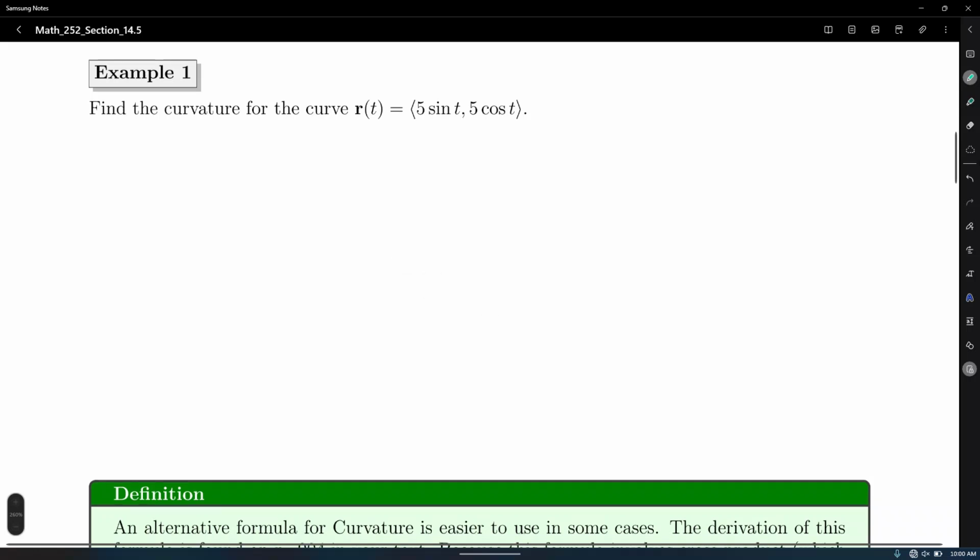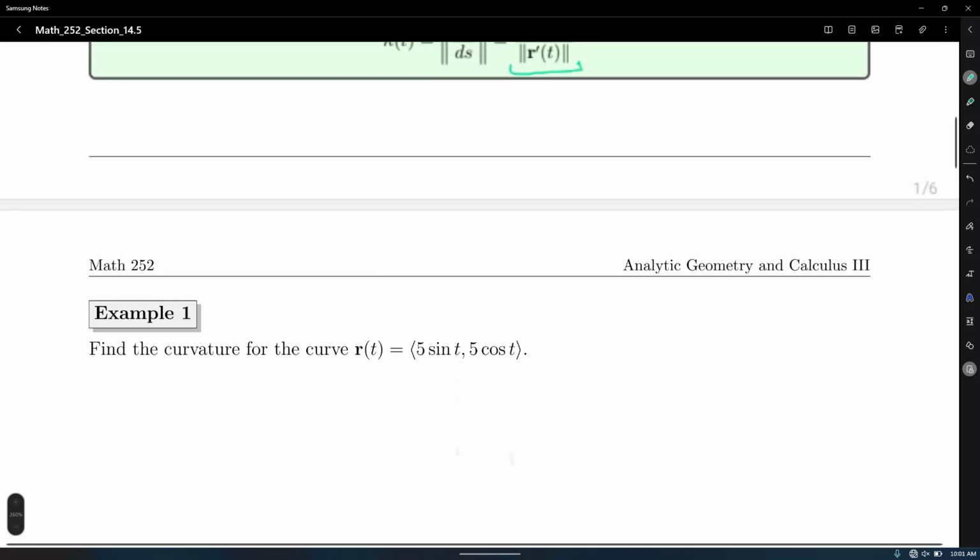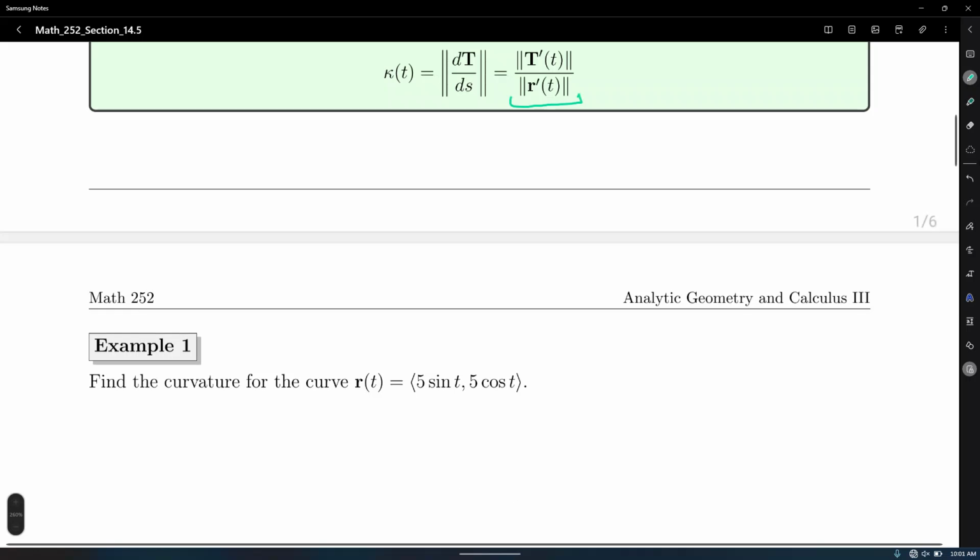Okay, so let's find the curvature for the curve r(t) equals 5 sine t and 5 cosine t. That looks like a circle of radius 5, and it's oriented in the negative direction, that is, in the clockwise direction. Do you see why? That's because we have the sines and cosines interchanged in their positions in the components. Okay, let me leave the formula like this so we can see it, so we're not flipping pages the whole time.